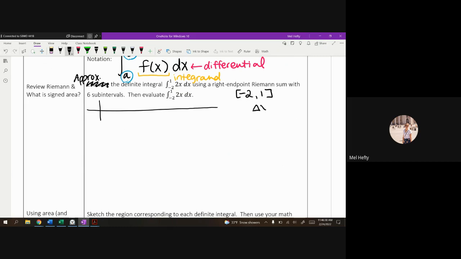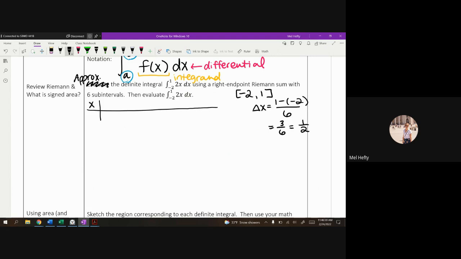All right. One way I could also find that, if I want to be a little more methodical, I could do 1 minus -2. So the end minus the beginning over the number of intervals. That's 3/6, which is indeed 1/2. I'm going to go with 1/2 instead of 0.5 because I am solidly team fractions.